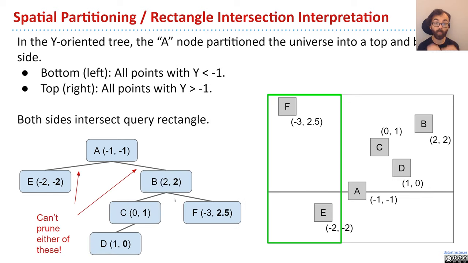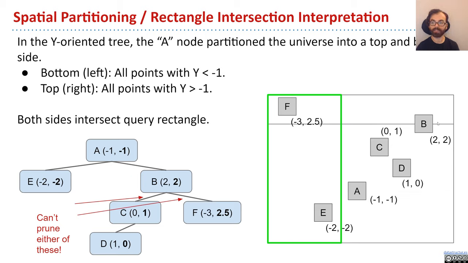Now, by contrast with the y-oriented tree, we split the universe into a top and a bottom. And as we'll see here, the query rectangle intersects both sides of this universe. There's no way to prune this, right? We can't just say, oh, well, the rectangle's over there, we don't need to look. Now both sides intersect. Then we get down to B.